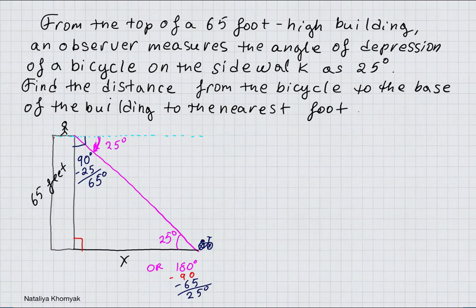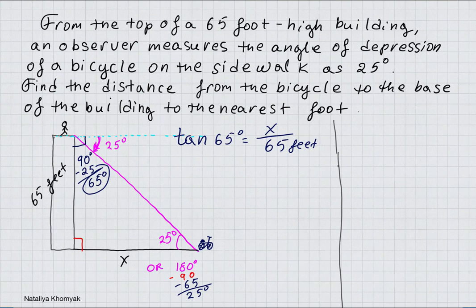We are looking for x and we have 65 feet as height of our building. If we work with 65 degrees, that would be the opposite and adjacent side. So tangent of 65 degrees is opposite, which is x, divided by adjacent, which is 65 feet. Or we can work with the 25 degrees at the base and do tangent of 25 degrees equals opposite, which is 65 feet, divided by adjacent x. You could also use cotangent, but a lot of calculators do not have easy way of entering it. So let's call this example A.